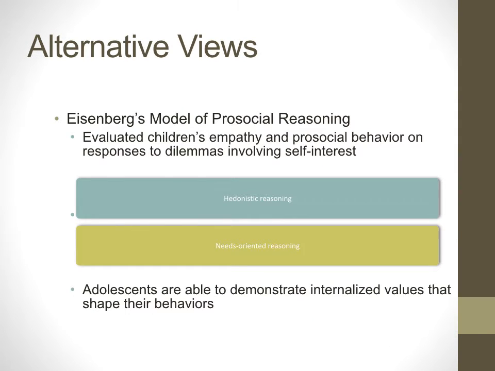Okay. So, other than Kohlberg, there have been other theorists that have proposed different models of moral development. One example would be Nancy Eisenberg and her colleagues, who looked at moral dilemmas beyond just wrongdoings or disobeying the law, as Kohlberg's dilemmas often involved. Instead, they looked at evaluating children's empathy and prosocial behavior in response to dilemmas that involve self interest and other people's needs. So, let me give you a story for that.